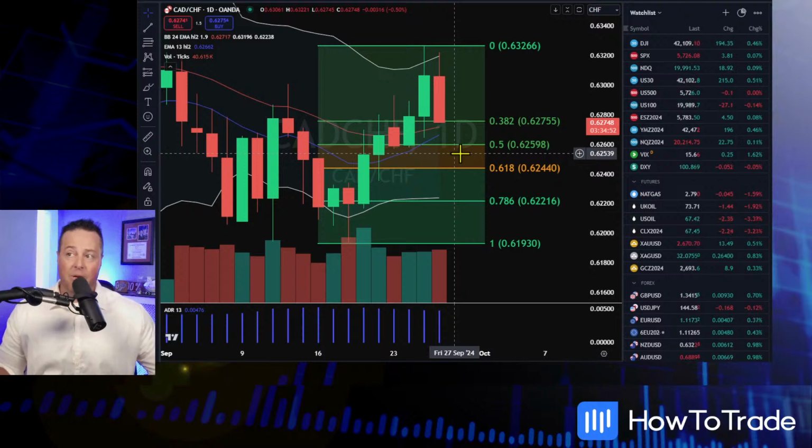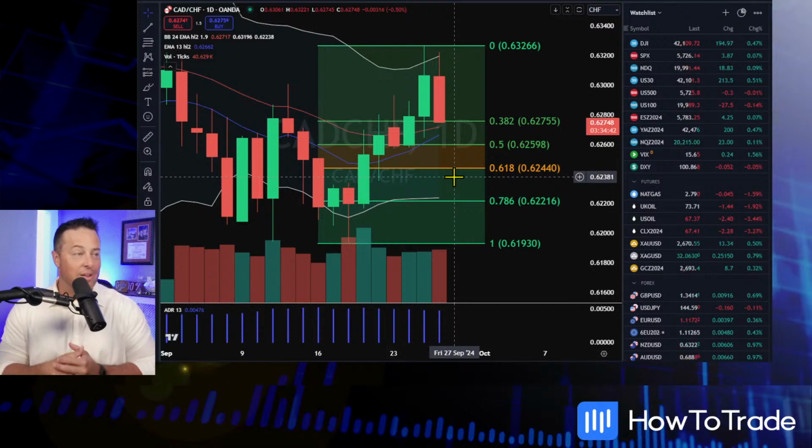I probably would be looking to buy here and then maybe stop myself out underneath that golden zone, maybe 41. Remember, 1 to 3% on any given trade. I don't want anybody losing the ranch on a single trade. You've got to have good leverage, got to have good discipline.